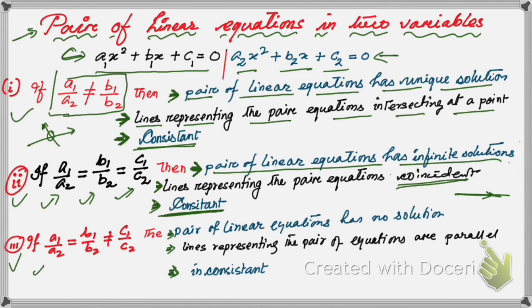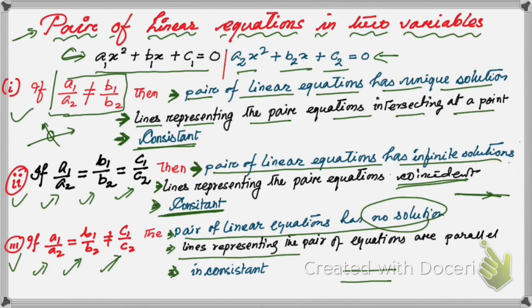And if the first two ratios a1 by a2 and b1 by b2 are equal but not equal to c1 by c2, then the lines representing them will be parallel. That means they are never going to intersect each other. And in that case, if they do not intersect, then the pair of linear equations has no solution, and the lines representing the pair of equations are parallel, and in that case they are called inconsistent, right?